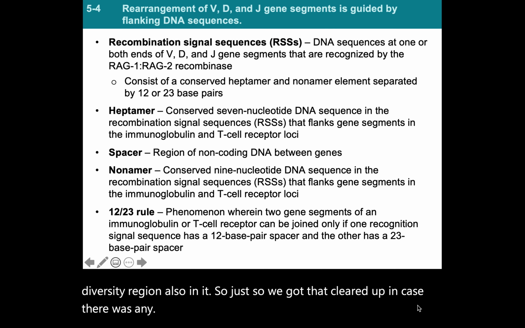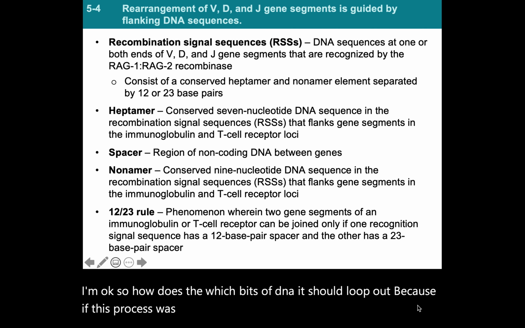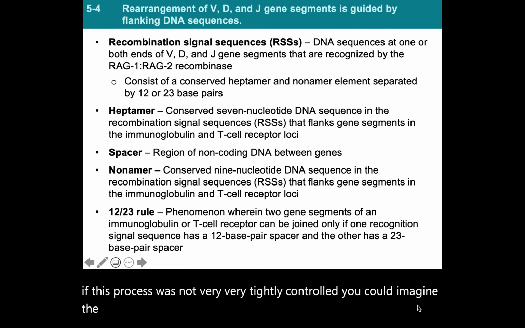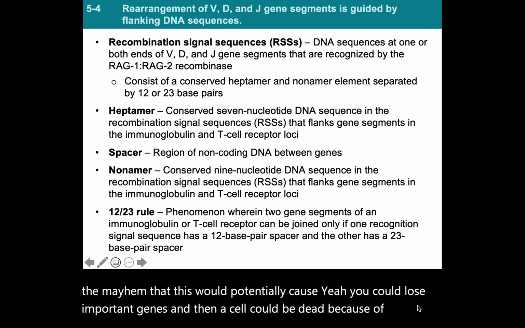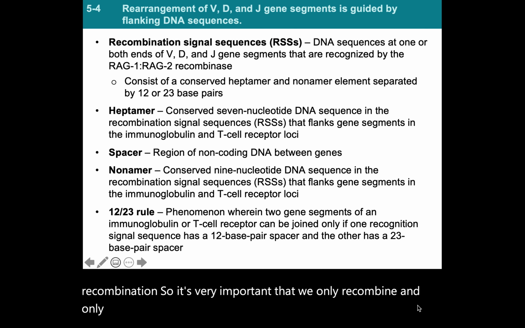Okay, so how does the cell know which bits of DNA it should loop out? Because if this process was not very, very tightly controlled, you could imagine the mayhem that this would potentially cause. You could lose important genes and then a cell could be dead because of this recombination. So it's very important that we only recombine and only get rid of certain regions which lead to the formation of an intact antibody or T cell receptor.